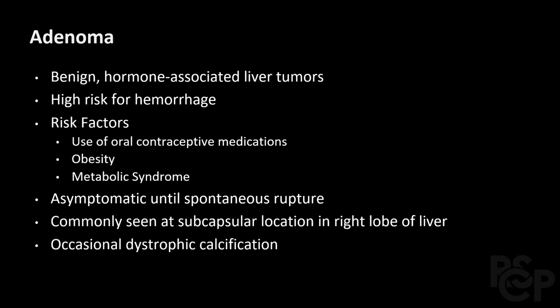Adenomas are benign hormone-associated liver tumors with a high risk for hemorrhage. Hepatic adenomas are traditionally considered the most frequent hepatic tumor in young women on the oral contraceptive pill. Other risk factors for adenomas include obesity and metabolic syndrome. They're usually asymptomatic until spontaneous rupture and are commonly seen at the subcapsular location in the right lobe of the liver.